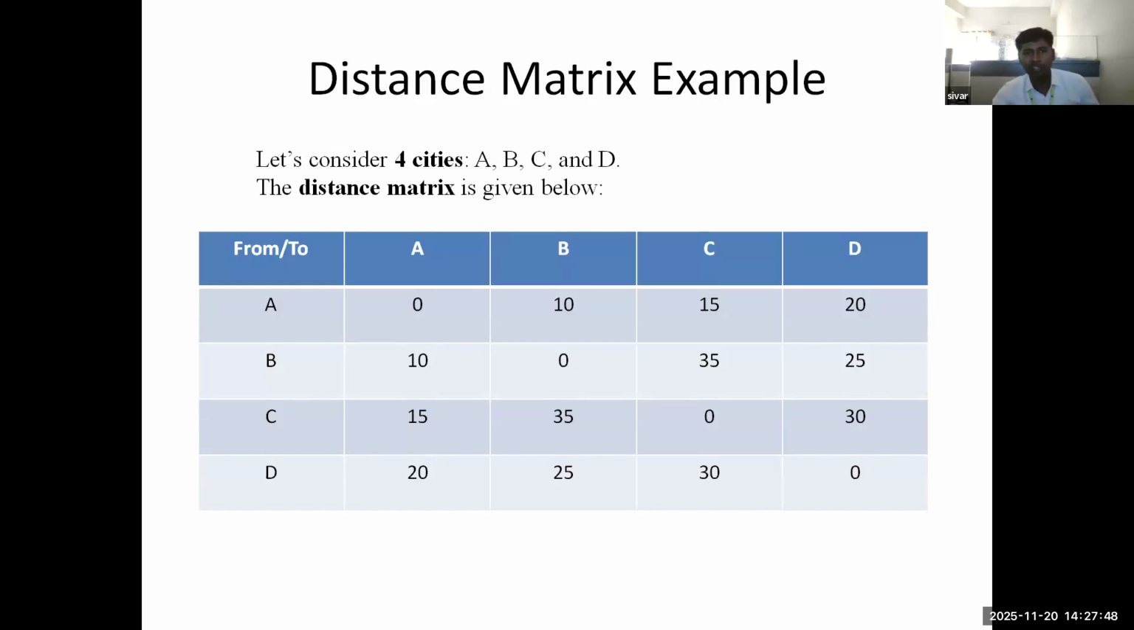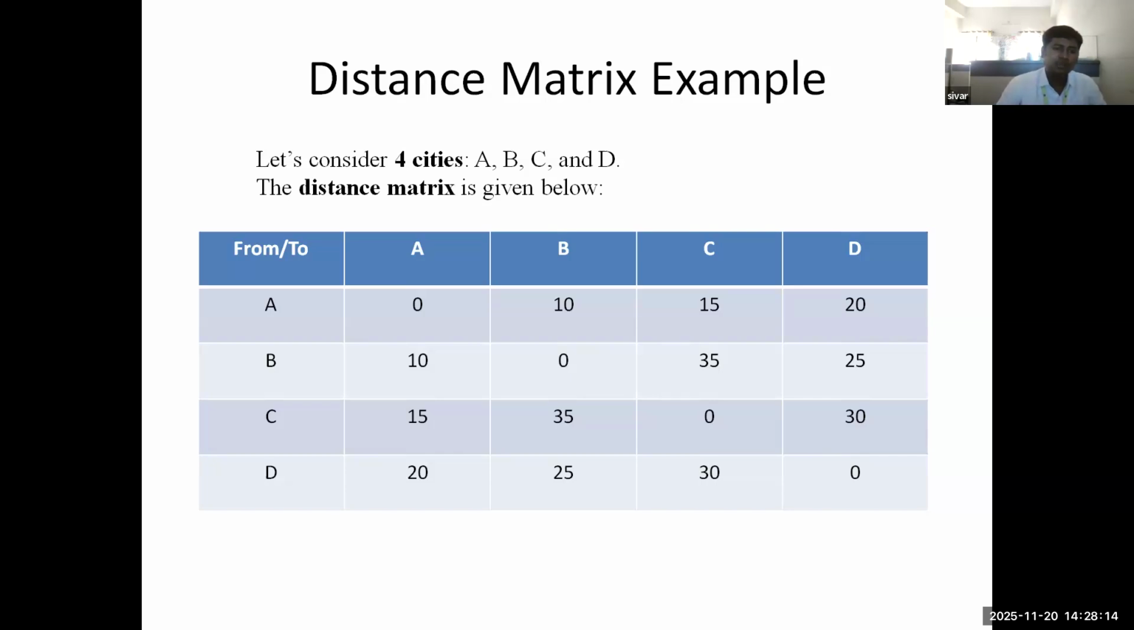Here I am going to discuss a simple matrix example. With four cities A, B, C, and D, I am going to draw the distance matrix. From A to A, all diagonals are zero. The distance from A to A is zero, B to B is zero, C to C is zero, and D to D is zero.